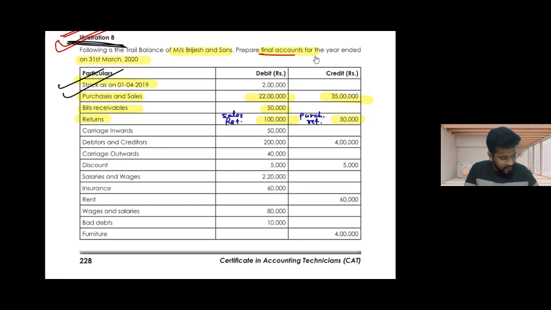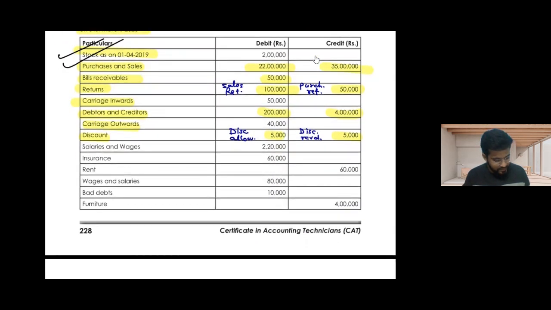Okay, then we have carriage inwards, debtors and creditors. Debtors obviously debit balance, creditors always credit balance. Carriage outward, discount is again on both hand, debit and credit. So debit one is the discount allowed, which is the expense because expenses are debited, and second is the discount received. Then we have salaries and wages. Insurance, rent is in credit, that means it is an income, so that is rent received.